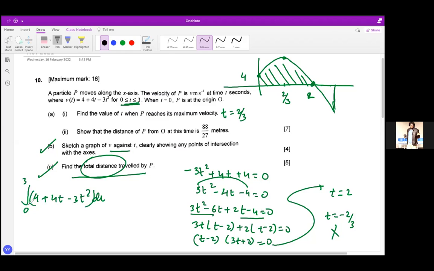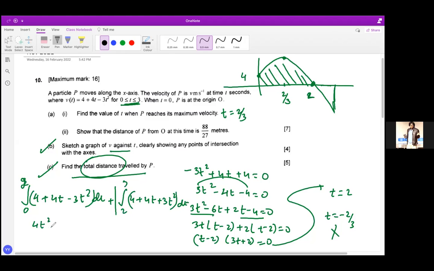If I do this, it is not going to give us the exact answer, because part of the answer will cancel. You'll get only a certain part of the area, because this part is negative and this part is positive, so some of it gets cancelled. So what you do here is integrate from 0 to 2, and then integrate the second expression, 4 plus 4t minus 3t squared, from 2 to 3.